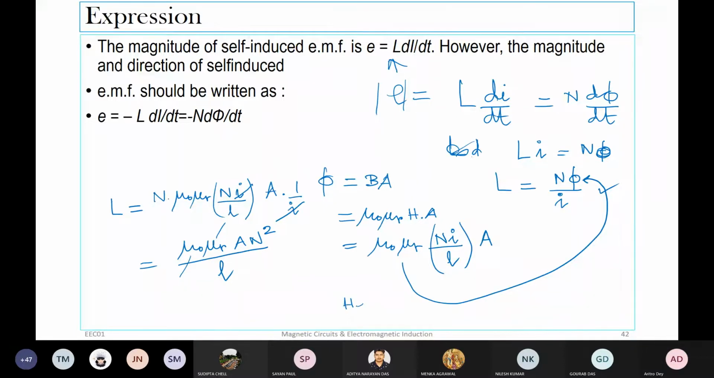Sir, mu R is the relative permeability of the core of the coil. Okay, sir. Thank you, sir.